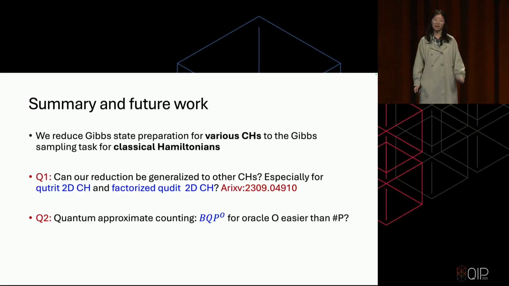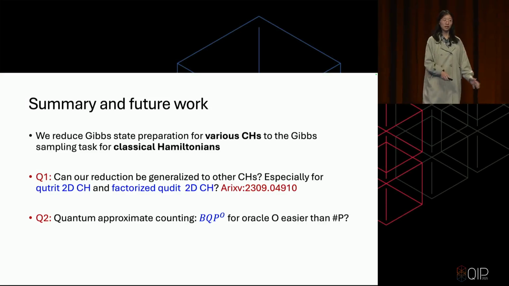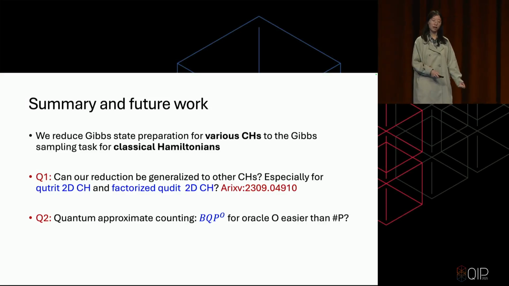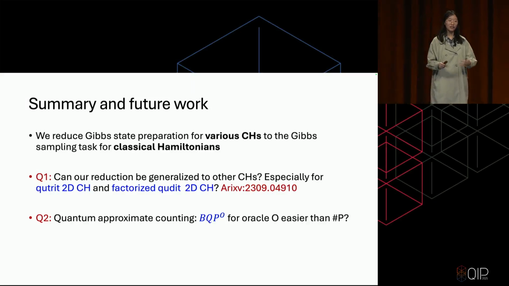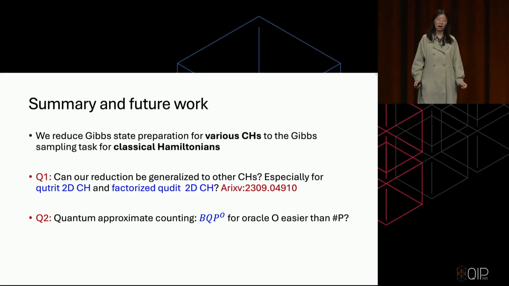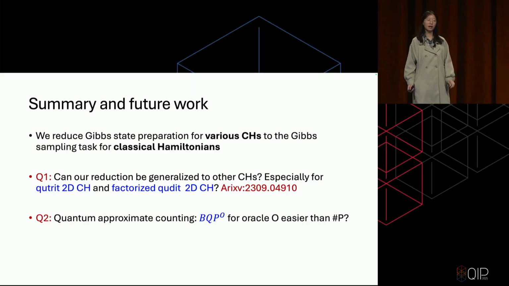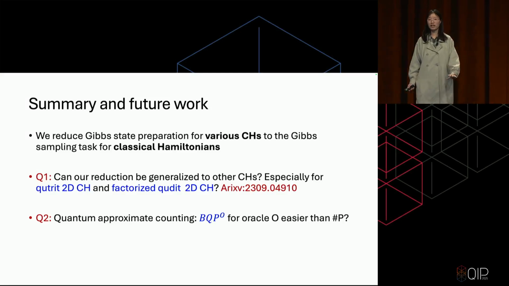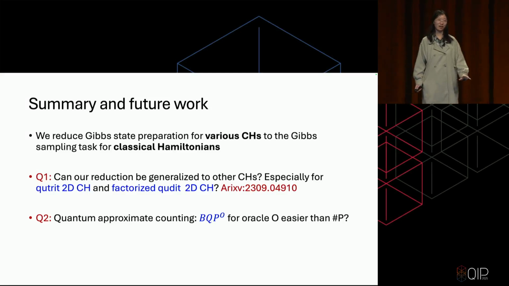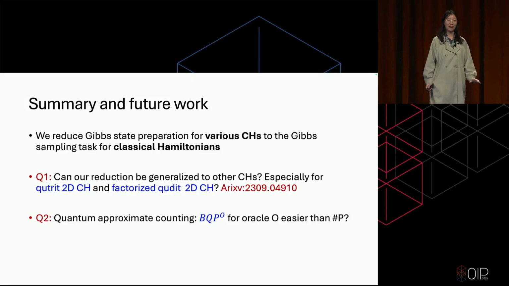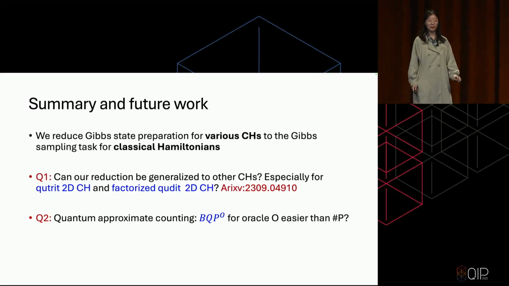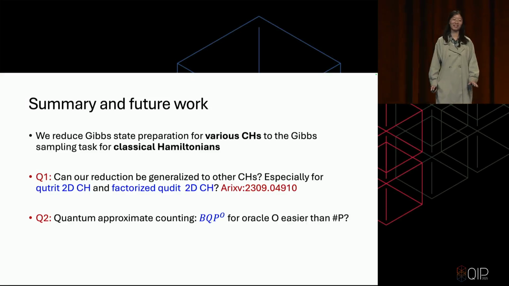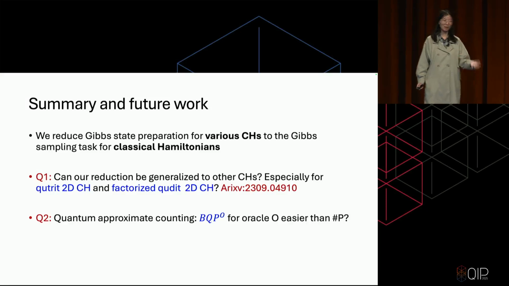So in summary, what we are doing is a Gibbs sampling reduction. We reduce the Gibbs state preparation task for commuting Hamiltonians to the Gibbs state sampling task for classical Hamiltonians, for some commuting Hamiltonians, not for everything. If you ask me about the proof techniques, I would say they come from some secret knowledge of people working on Hamiltonian complexity. I was working on Hamiltonian complexity, and now I'm working on Gibbs sampling, so that's why I can make this connection.